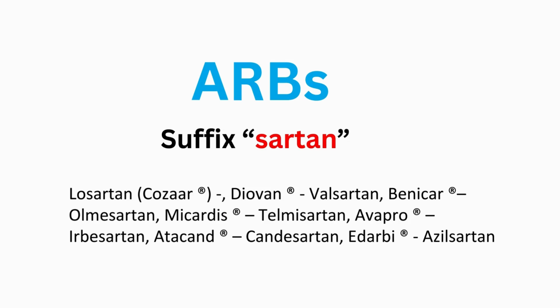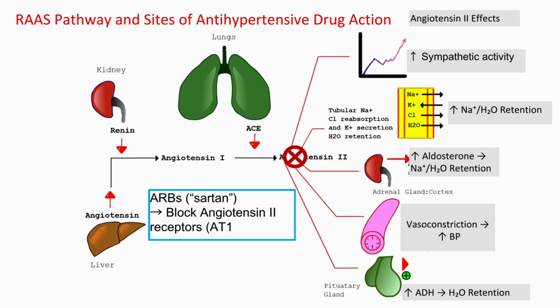Let's move on to ARBs now, the angiotensin receptor blockers. So these are the drugs that end in sartan, like losartan. How do they compare to ACE inhibitors in terms of their physiological impact? Right. So while ACE inhibitors prevent the formation of angiotensin II, ARBs take a different approach. They directly block the angiotensin II type 1 receptor, the AT1 receptor. So think of the AT1 receptor as like the docking site for angiotensin II. This is where angiotensin II binds to exert its effects. ARBs essentially block that docking site, so angiotensin II can't bind and trigger those downstream actions.